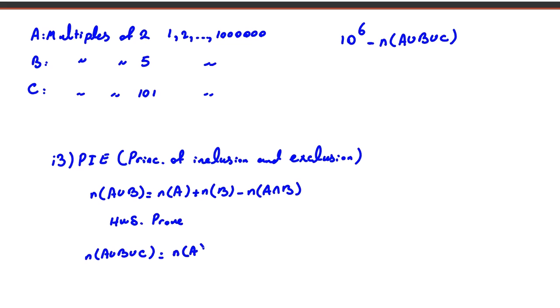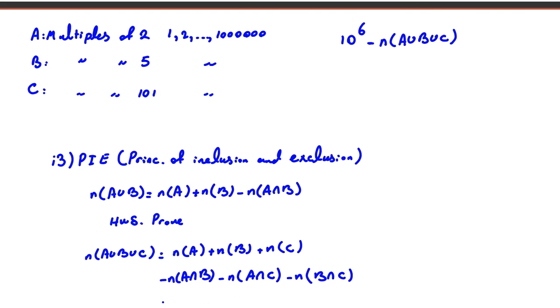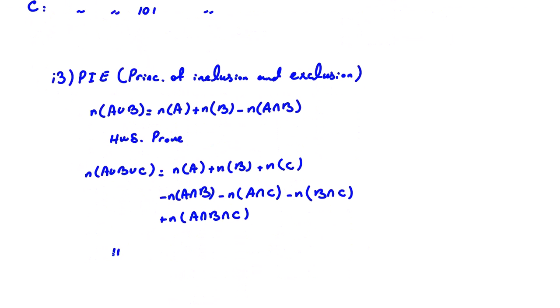For this part, you can say n of A plus n of B plus n of C minus n of A intersect B minus n of A intersect C minus n of B intersect C plus n of A intersect B intersect C. Okay? And in general, again, as homework 9, prove this part. And next homework is find this one is what?